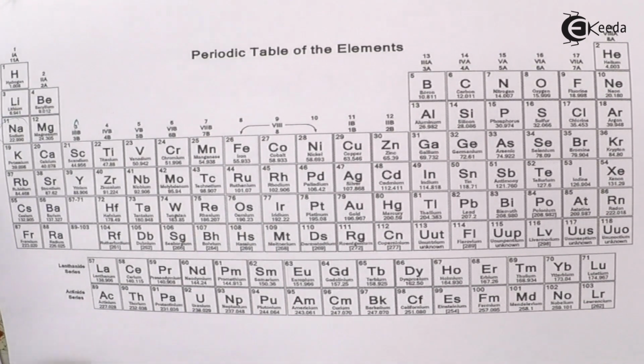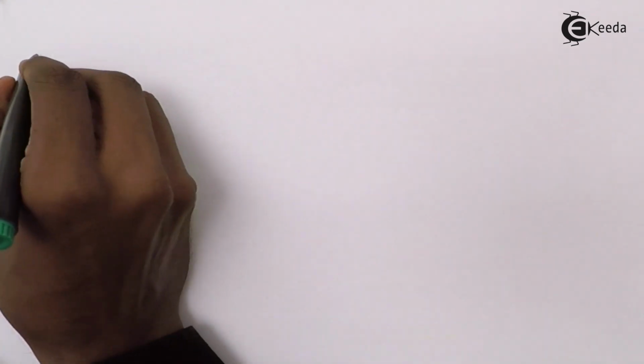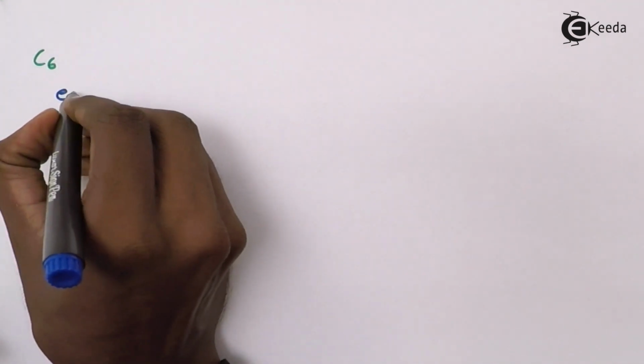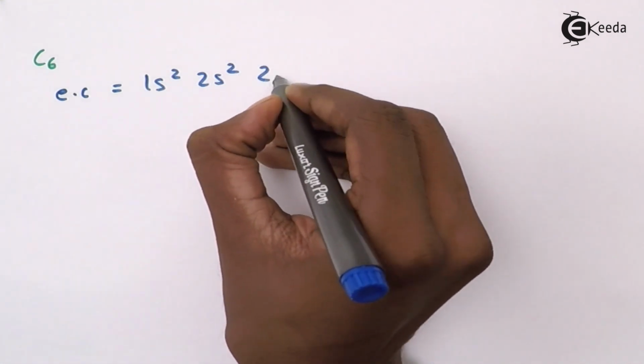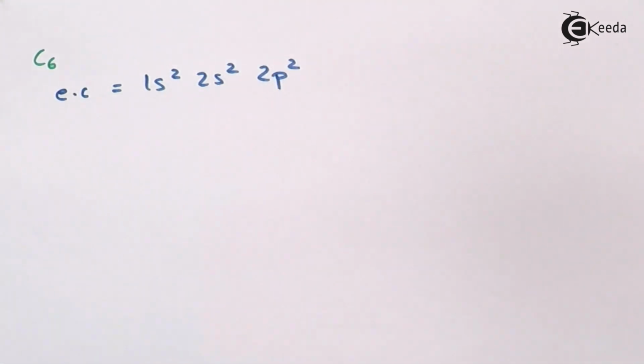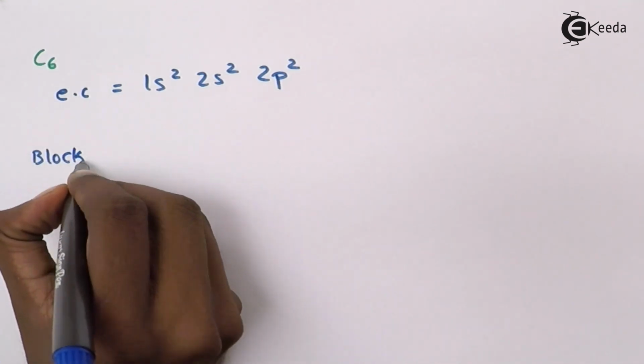So now let us calculate for another example. Suppose carbon has an atomic number of 6, so we could easily calculate that by using the electronic configuration. The electronic configuration of carbon is basically 1s2, 2s2, and 2p2. Now the first thing that we are going to do is locate to which block it belongs.